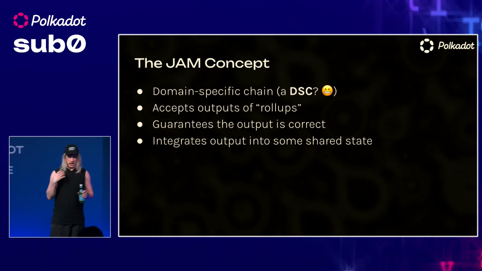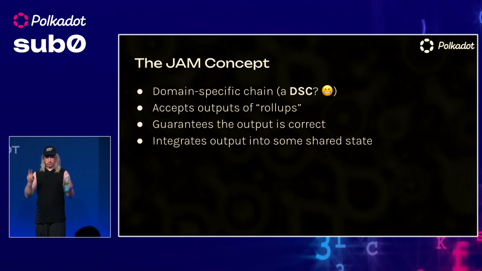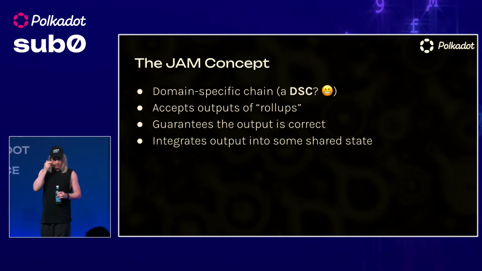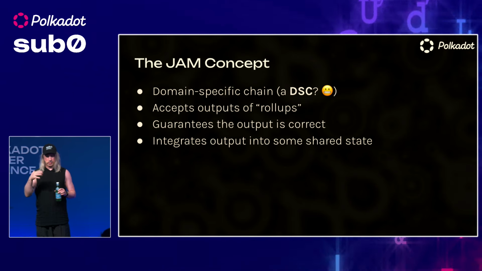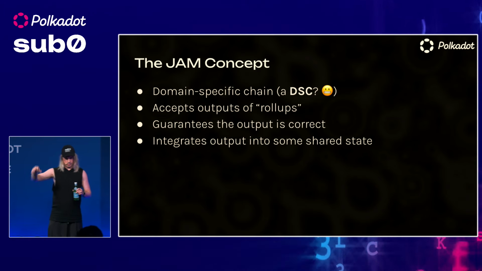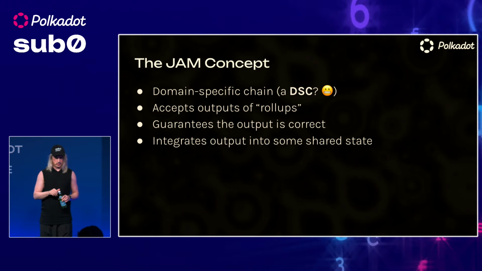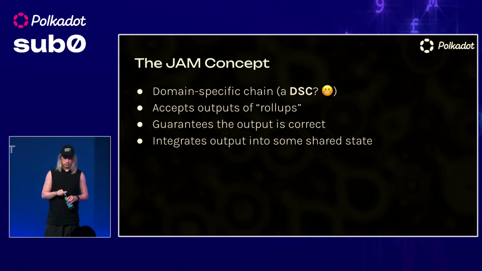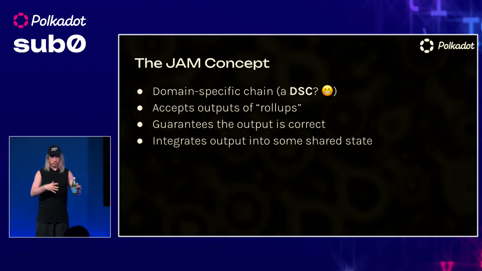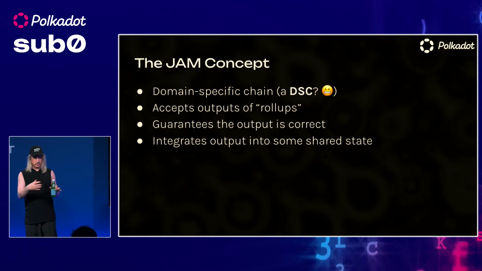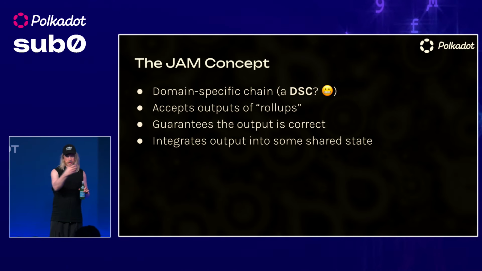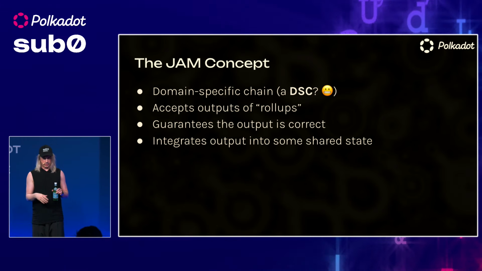Specifically, what the Jam chain does is it accepts outputs of rollups, right? Of bits of computation that have been done already. So these bits of computation are done elsewhere, and then whatever data they yield is fed into the Jam chain. The Jam chain's job is to essentially provide the necessary apparatus to ensure that this output correctly reflects the input when it goes through whatever transformation it's meant to have gone through.